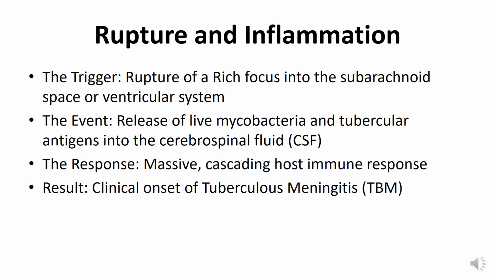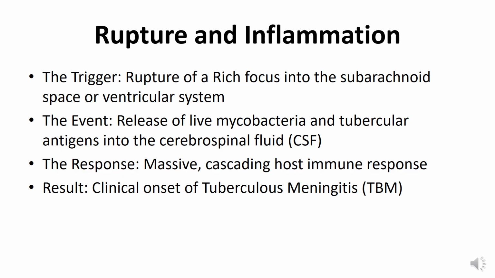The immune system reacts aggressively to the presence of both the bacteria and their antigens. What follows is not a simple inflammatory reaction. It becomes a complex and rapidly expanding immune cascade. Large numbers of immune cells are recruited to the area. Inflammatory mediators and cytokines are released in significant quantities. The body's attempt to control the infection begins to generate widespread inflammation throughout the meninges and surrounding tissues.